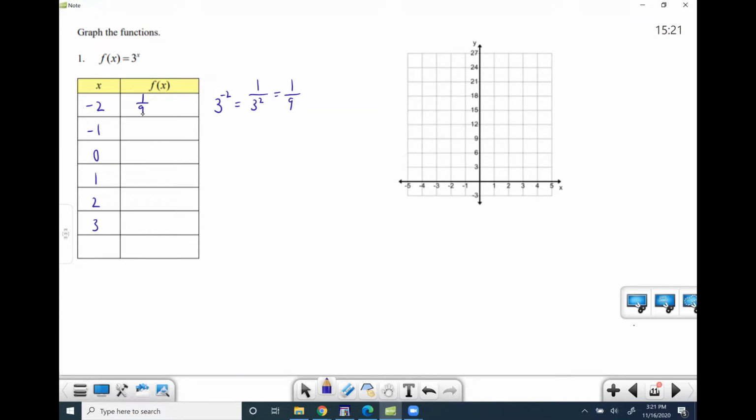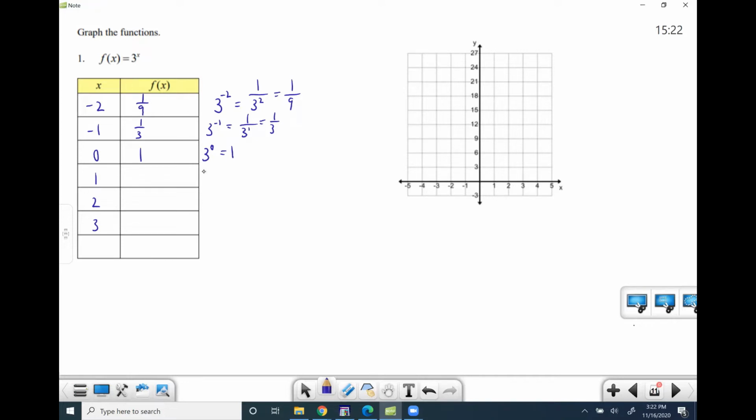Okay, let's do it again, but we're going to raise it to the negative first this time. So again, 1 over 3 to the positive first, so that's just 1/3. Okay, our next hurdle, anything to the 0 power. Is it 0 or is it 1? Anything to the 0 power is 1. Everybody wants to put 0 for that one. Yep, so it's going to be 1.